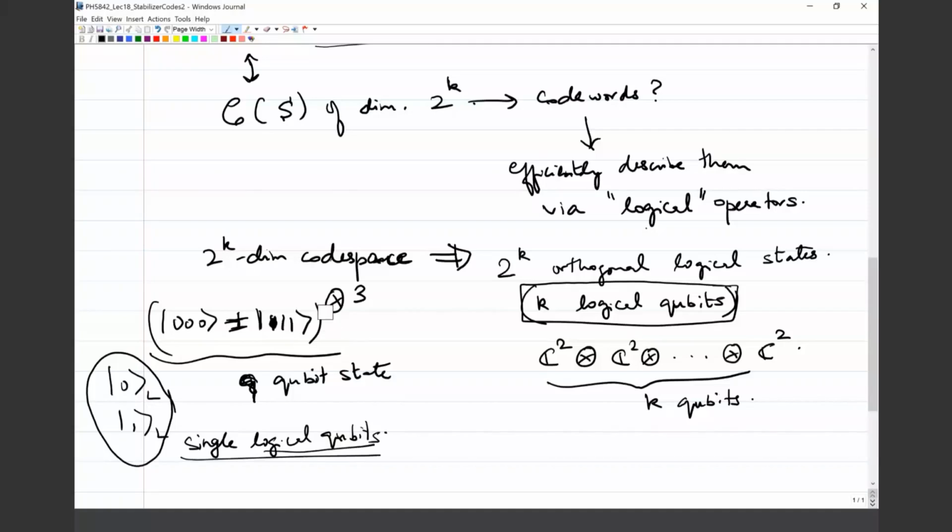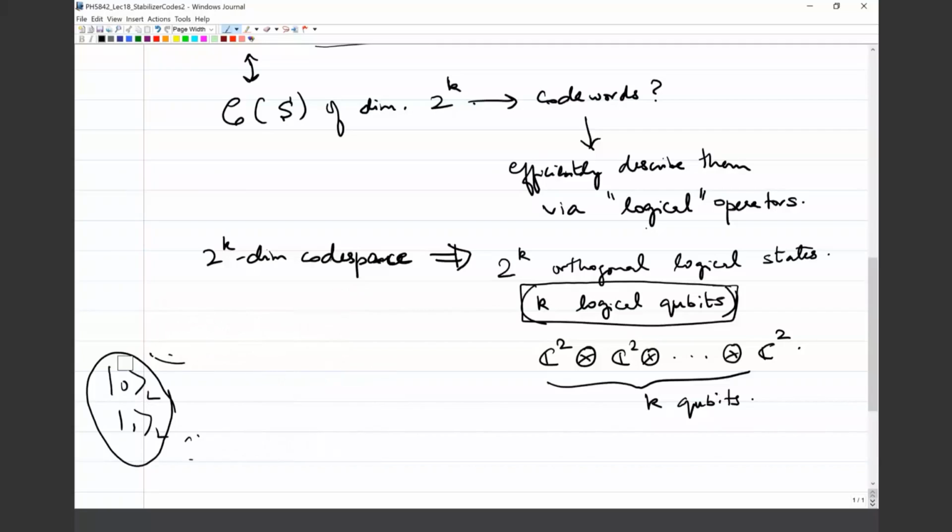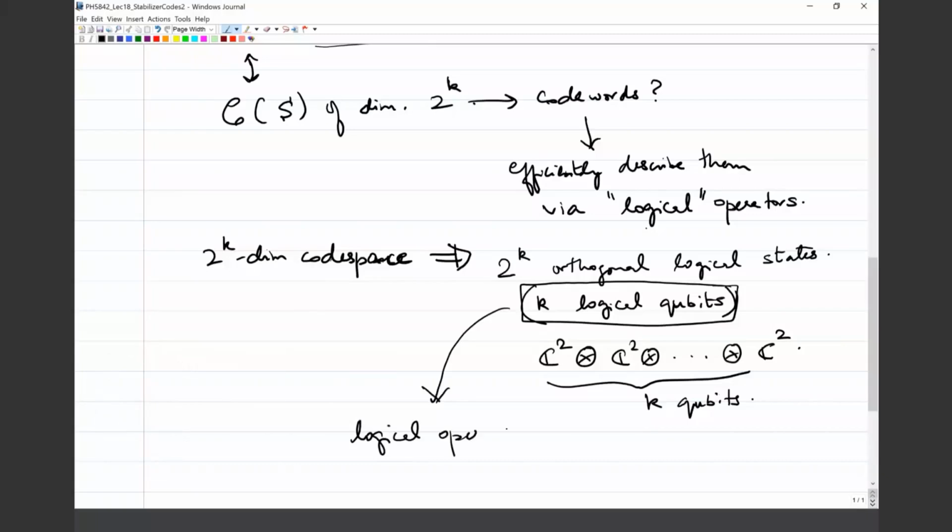Right. So I'm just trying to make a distinction between how many logical qubits you have. And what I'm now going to tell you is that you don't need these full bases to describe this code space. Rather, it suffices to think about logical operations on the logical qubits. Okay, so what do I mean by that?